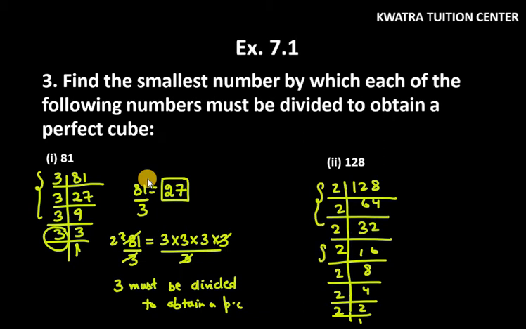2 की पेयरिंग बन गई, एक ट्रिपलेट बन गया. 2 का एक और ट्रिपलेट बन गया. बचा क्या है हमारे पास यहाँ पे, 2. So 2 must be divided to obtain a perfect cube.